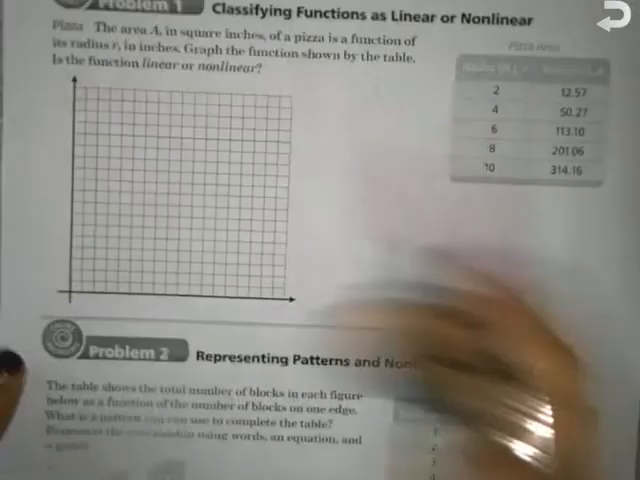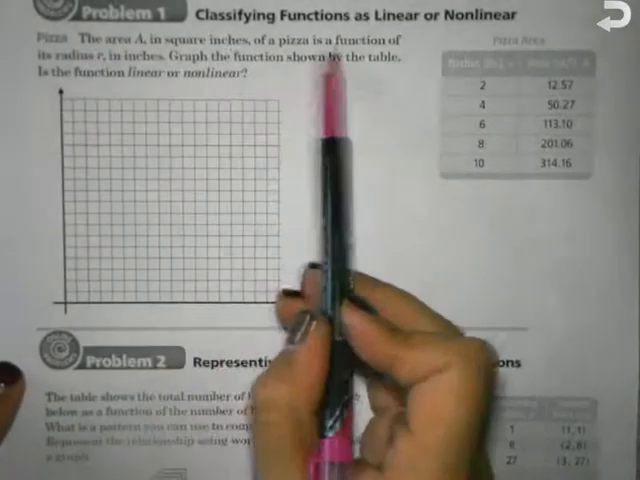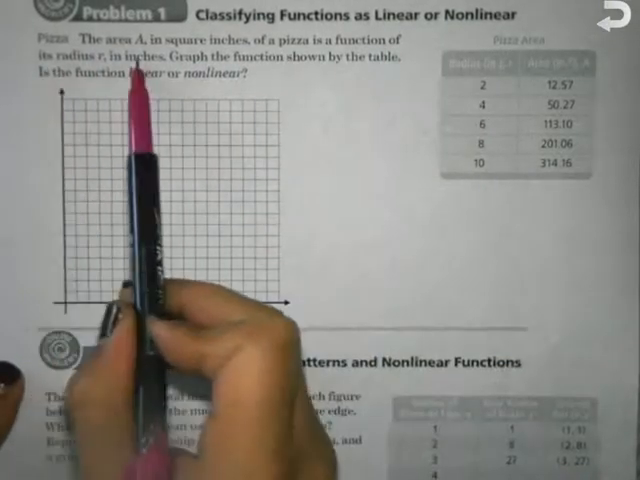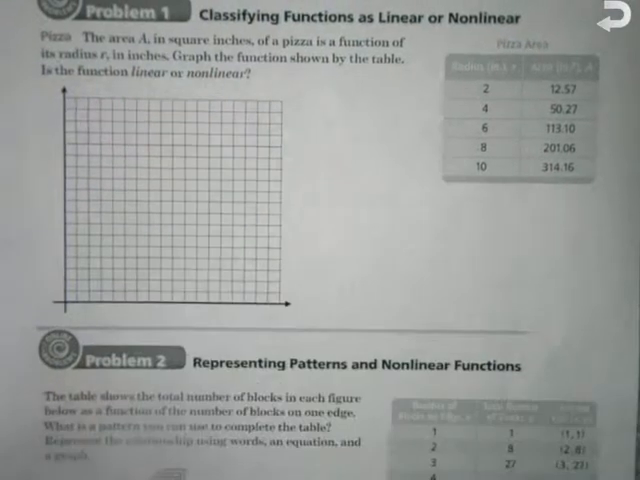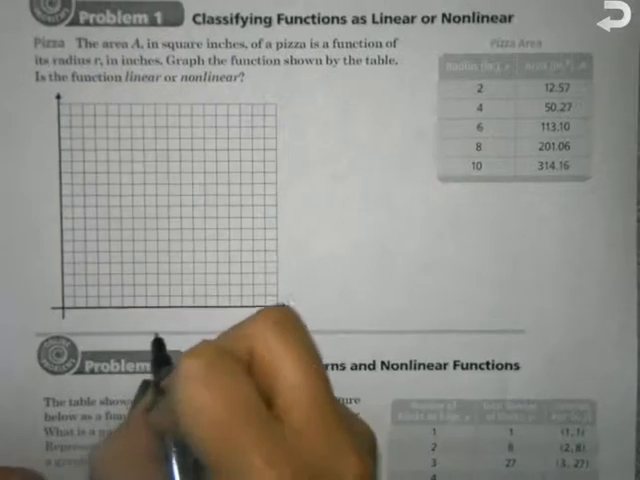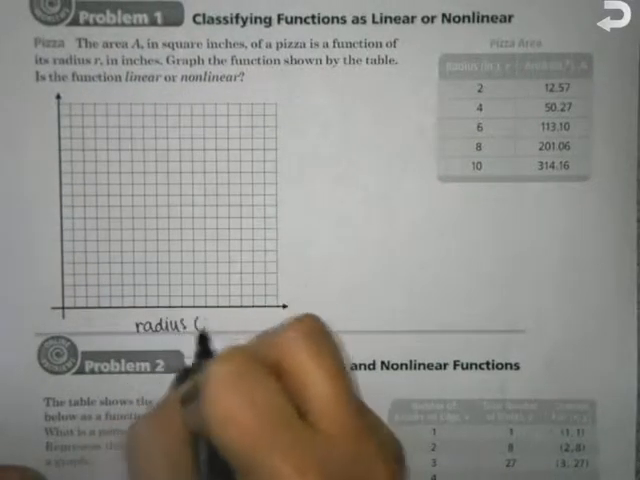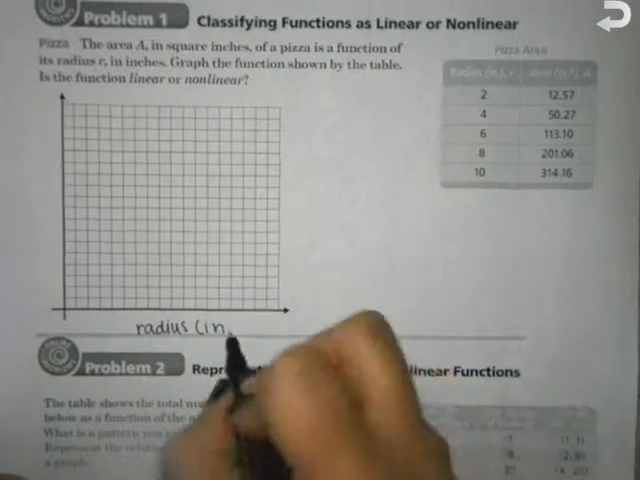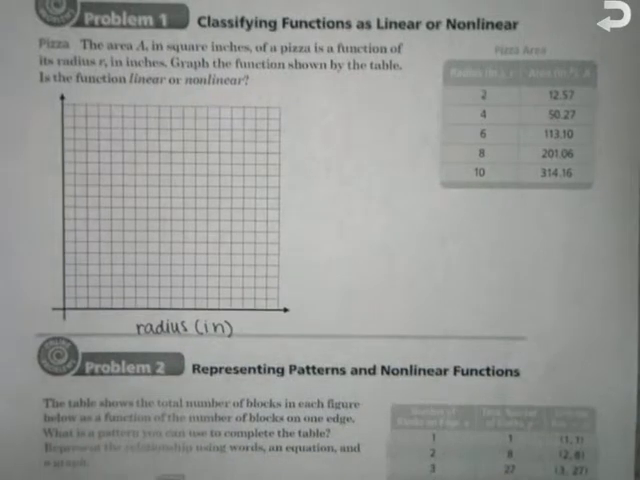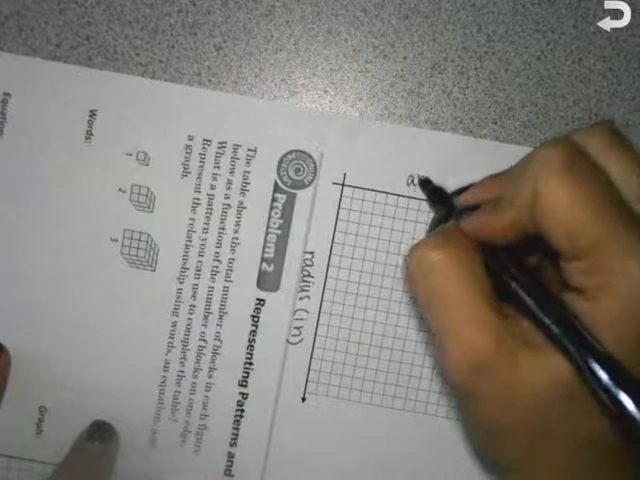So look at problem 1. The area in square inches of a pizza is a function of its radius, r. Graph the function shown by the table. Is it linear or nonlinear? What is our input in this case? The radius. And it's being measured in inches, so we have to label it inches. What's our output? The area, and it's inches squared.